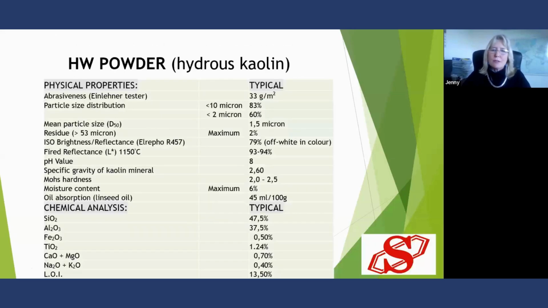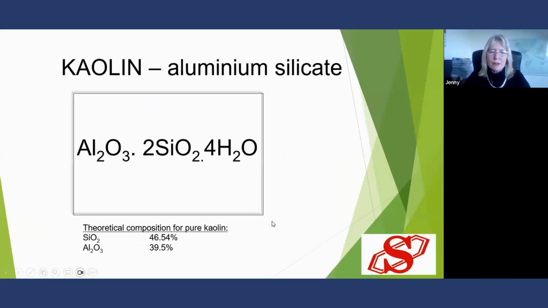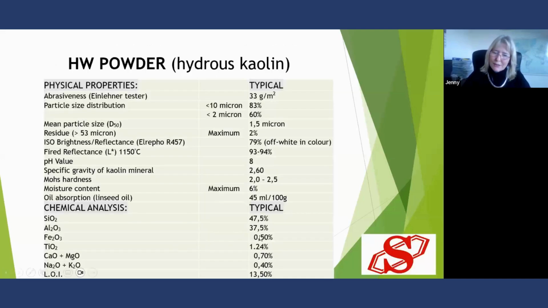So here's an example of one of the kaolins that we import. And if we go to the chemical analysis here, silica and alumina are usually the first two that you see for kaolin. This kaolin has got 47% silica and 37% alumina, as you can see. Now let's just quickly go back. Theoretical composition of pure kaolin, 46 silica and 39 alumina. 47 and 37. So they're within a percentage point or two of the theoretical composition of pure kaolin. So then you know, it's pretty pure, this kaolin.